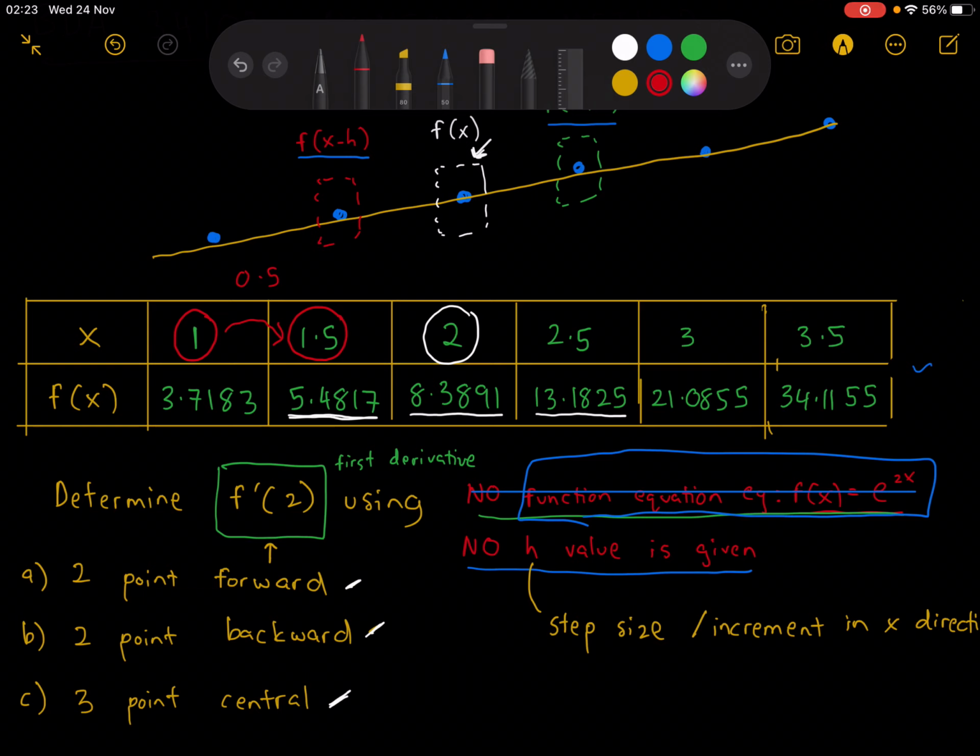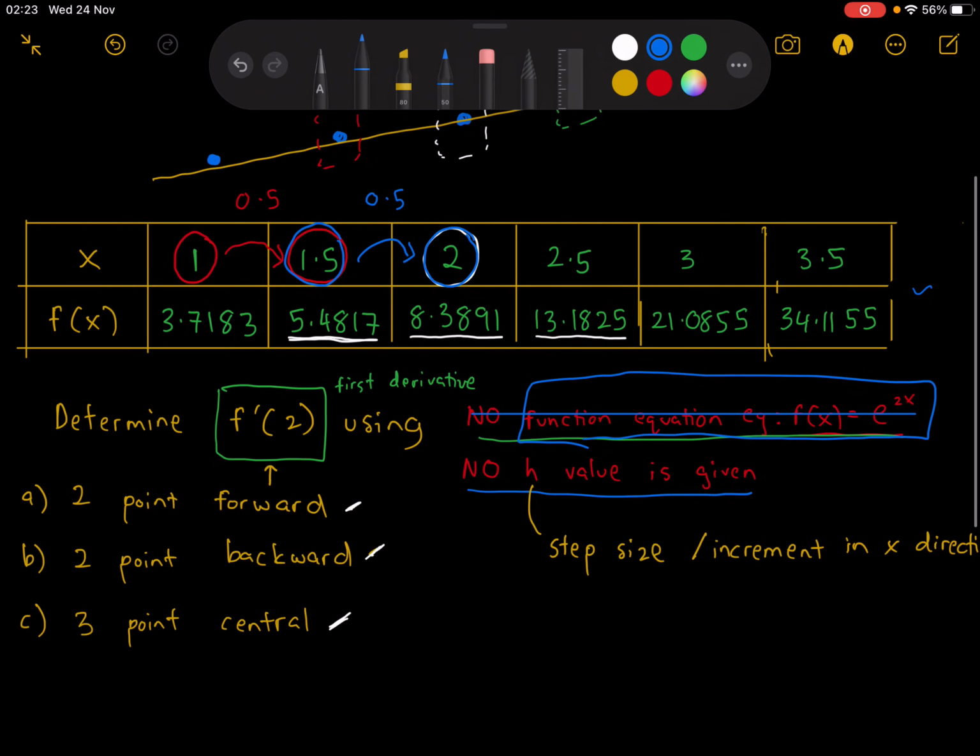If we look at the second point and the third point, from 1.5 to 2 is still the same. The step size, or the increment, is 0.5. So from here we know that our h value is 0.5. Now, since we have all of the values given, we can solve it straight away.